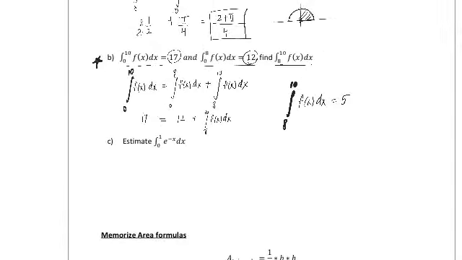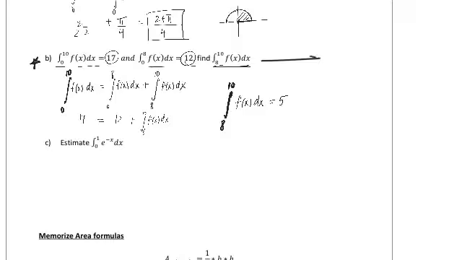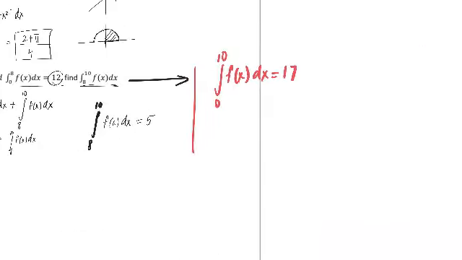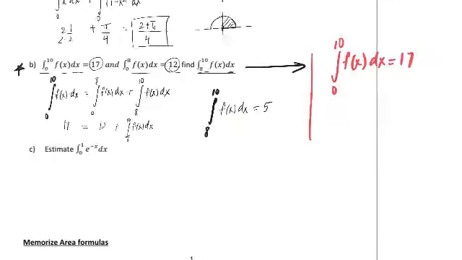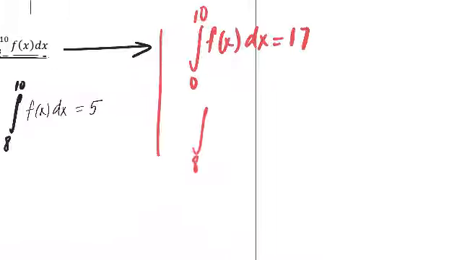Okay. Now let me give you another example using a similar problem. If I had told you that the integral from 0 to 10 of f of x dx is 17, right? Say you were given that, and say that instead of saying the integral from 0 to 8 is 12, what if I had told you the integral from 8 to 0 of f of x dx is equal to 12?